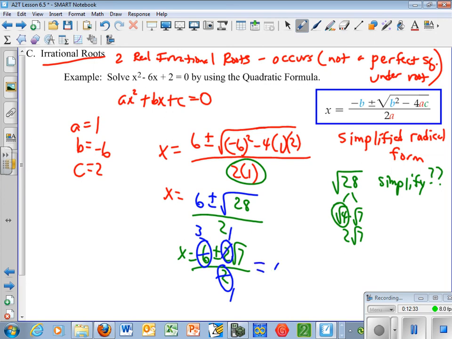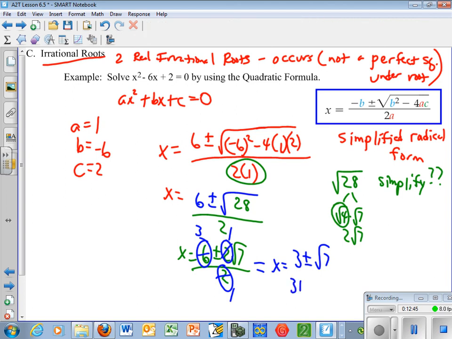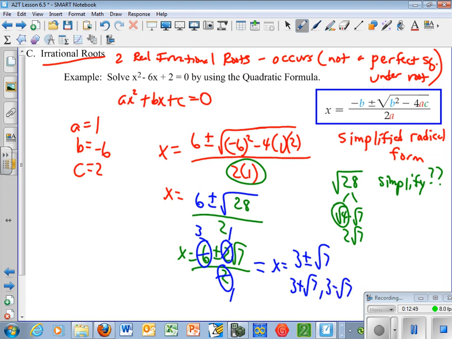So this really means x is equal to 3 plus or minus 1 square root 7, or square root 7 over 1. And I don't really need to write it over 1 anymore. So my answers would be 3 plus square root 7 and 3 minus square root 7. And you need to leave them exact, no decimals. You can leave them as plus minus, showing your 2 real irrational roots that way. But that is 2 real irrational.